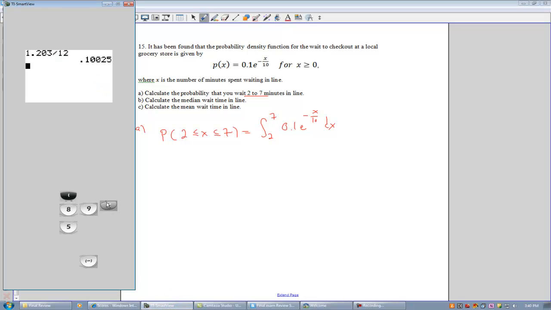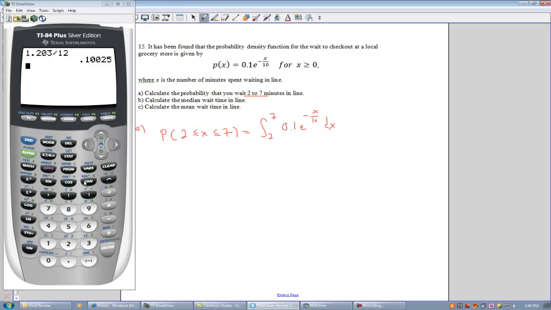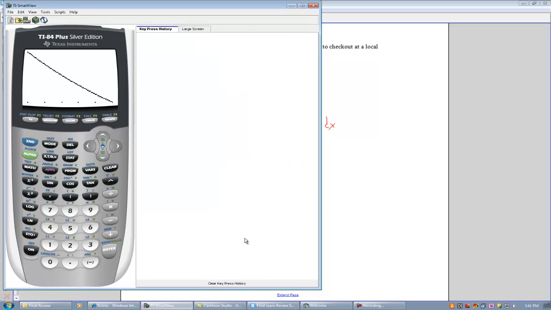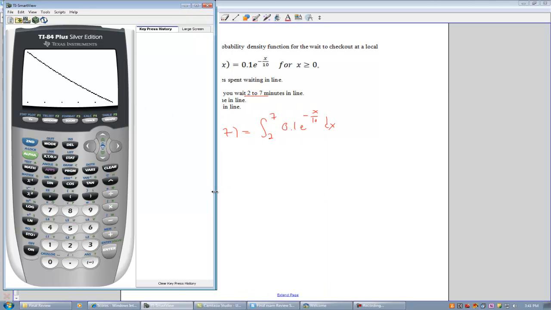And so on my calculator, it says what? I hit y equals and clear this out, and then I do 0.1, and then second ln, so e to the, I put negative x divided by 10 in parentheses. The idea is I'm going to graph this between 2 and 7, and then hit zoom fit. And I'm going to try to find the area underneath this curve here. I'll put these keys up here so you can see what I'm doing.